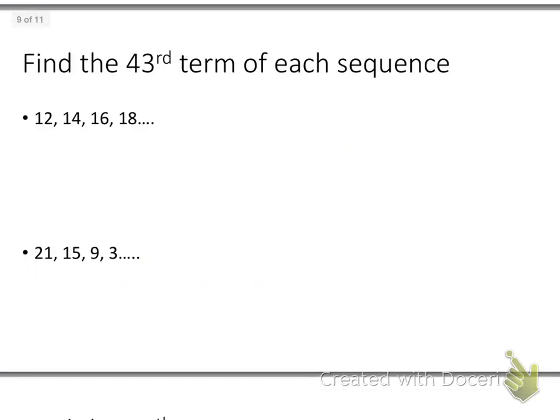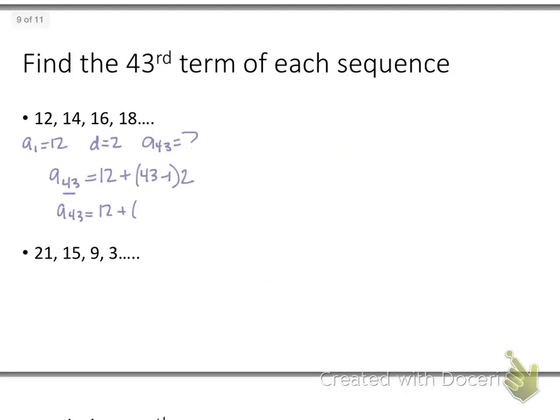Okay, so find the 43rd term. So my a sub 1 is 12. It looks like I'm increasing by 2 each time, and I'm trying to find a sub 43. So I don't know what 42 is, so I need to use the explicit formula. So I got a sub 43 equals my a sub 1 this time is 12 plus my n is 43, and my distance is 2. So we're just going to simplify this.